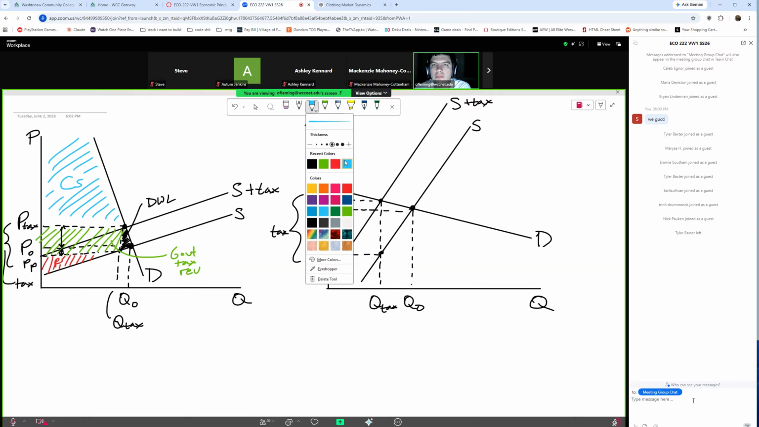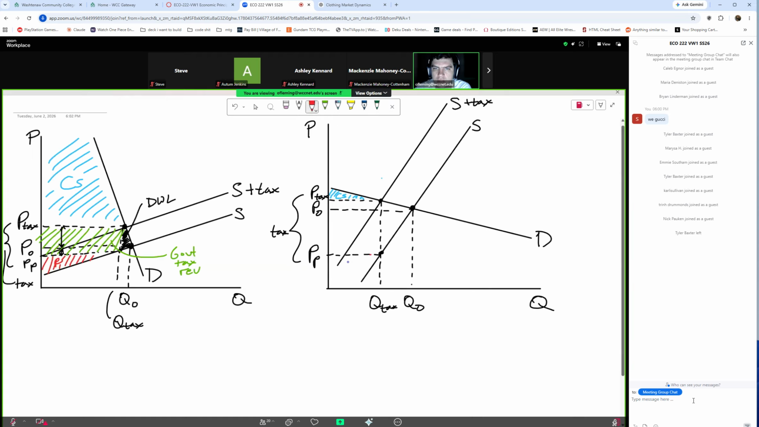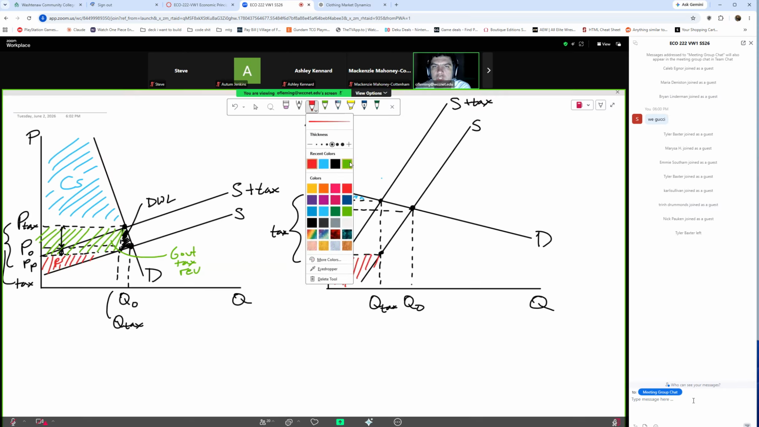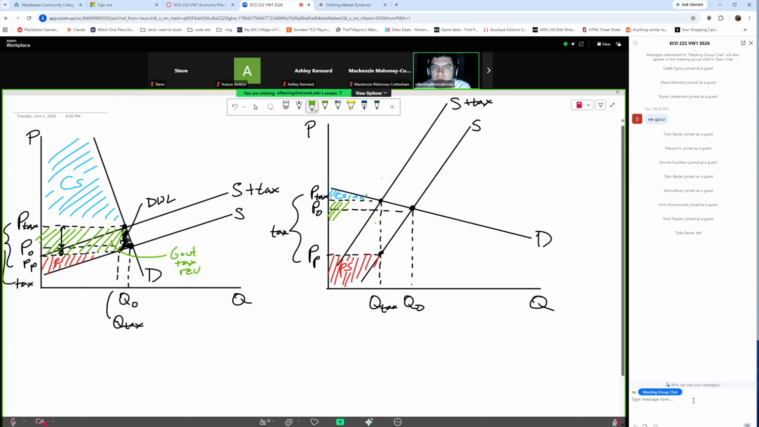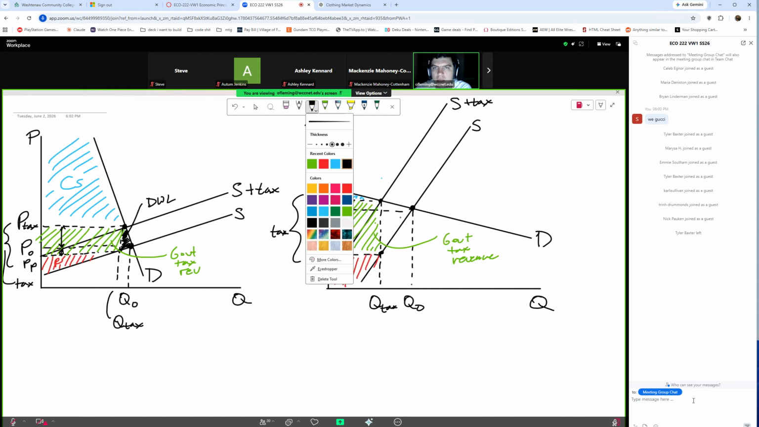Now if we label up the surpluses here, this is the consumer surplus, and this is the new producer surplus down here. Then this chunk here is the government tax revenue. And this lost bit here is, of course, deadweight loss.